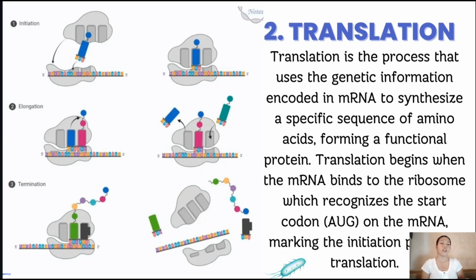Translation begins when the mRNA binds to the ribosome, which recognizes the start codon or the AUG on the mRNA, marking the initiation point for translation. So basically, translation is what we call the building stage. As you can see, diba kanina, transcription is just a copying stage. So translation is the building stage.